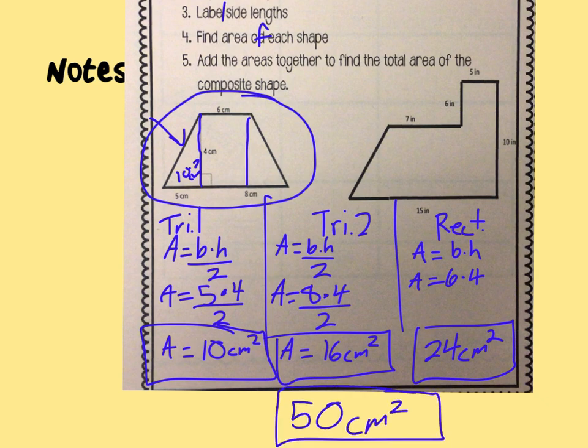Simple as that. That's what today's lesson is all about, being able to do this. Being able to split it into pieces, decompose the composite shape, and then find the area of each of the shapes and add them together. So, pretty simple. Let's see if we can do that on our practice.